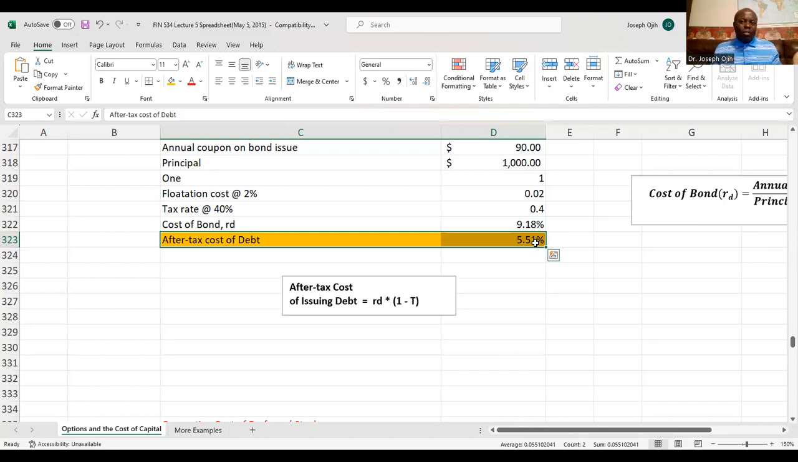So this is it. That's how to calculate the cost of debt.